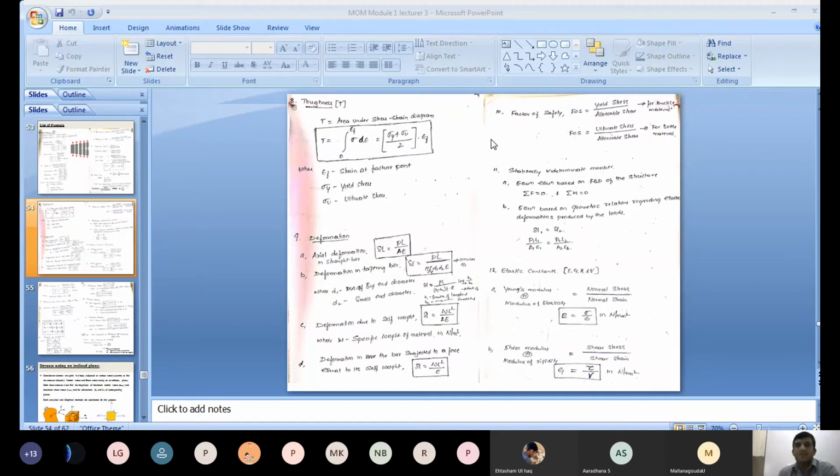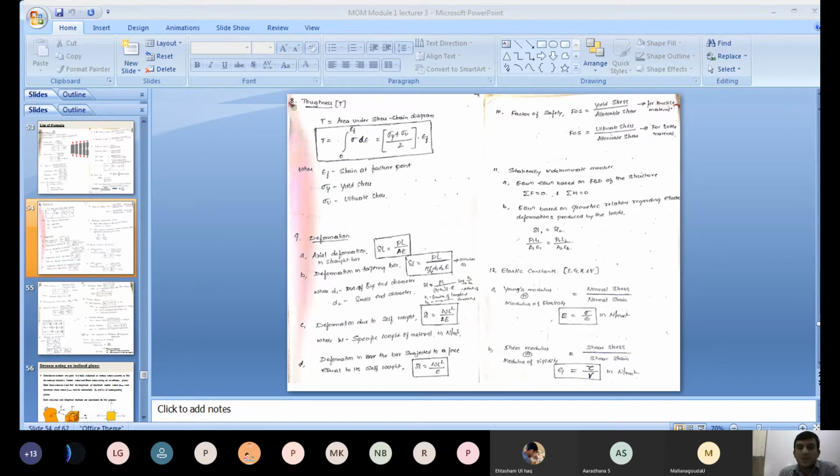Next, compound bars: if a bar is made up of two or more materials, then it is called a statically indeterminate member. When you say statically indeterminate member, it means if two unknowns are there and only one equation is there, then how do you determine two unknowns? It becomes statically indeterminate. Then I will go for one more formula.